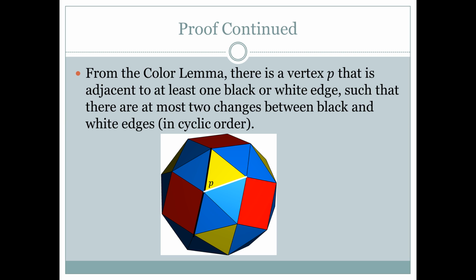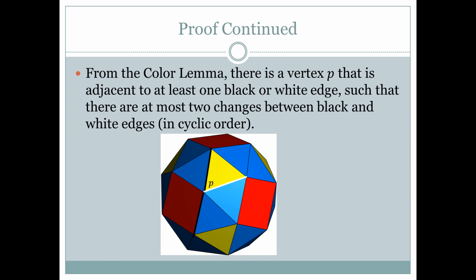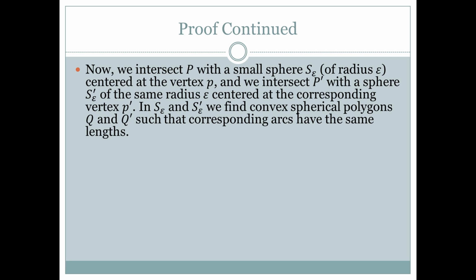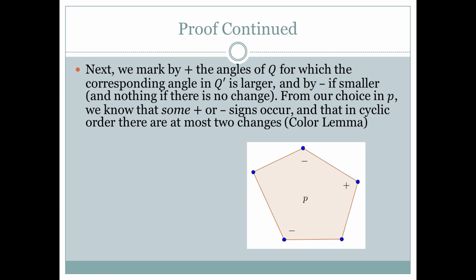So what we'll do next is intersect point P with a small sphere of radius epsilon, centered at vertex P. And we'll do the same with the second polyhedron. By intersecting these, we are going to get these convex spherical polygons, and we're going to call them Q and Q prime. And these arcs and the corresponding arcs will have the same lengths. So now, if you look on the bottom, we're going to get this graph.